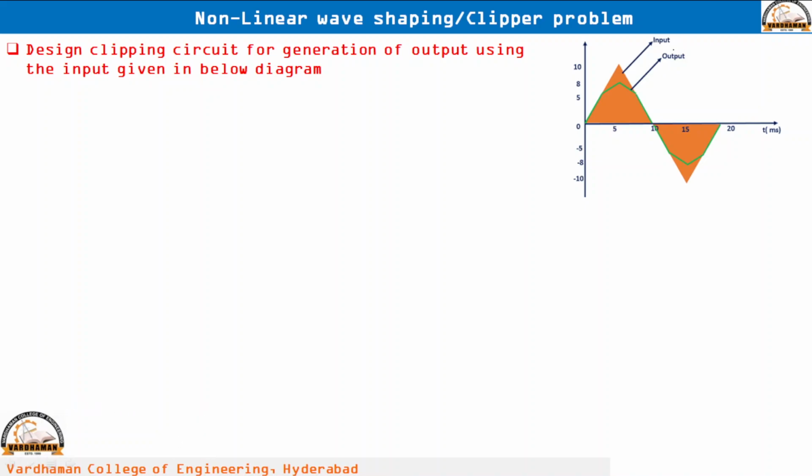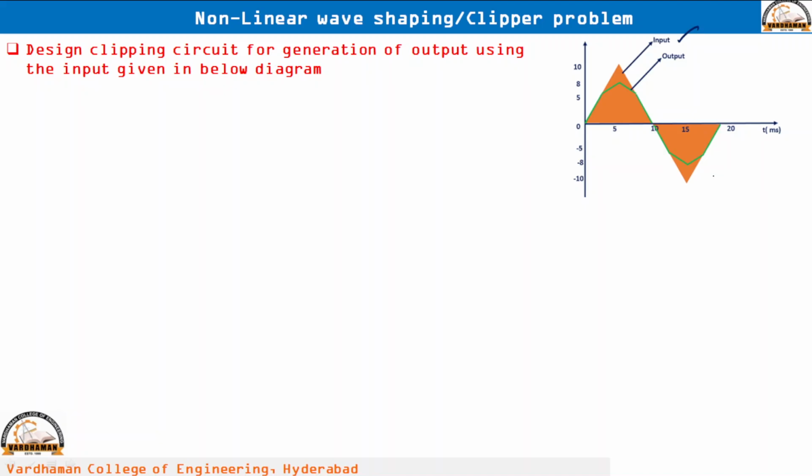Here you can observe, this is the input signal, that is the triangular wave, and output is indicated with a green color line. First we have to observe the input wave and output wave. Then we can get the relation between input and output. That is actually called the transfer characteristic equation. After identifying the relation, we have to write the equation, and from that equation we have to design the circuit. That is the procedure we are going to follow.